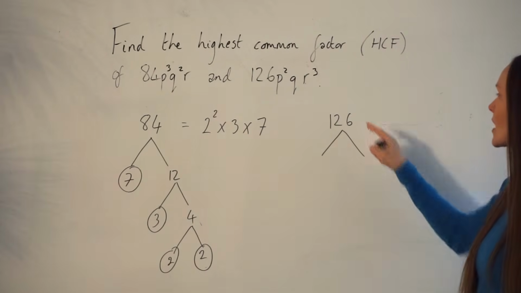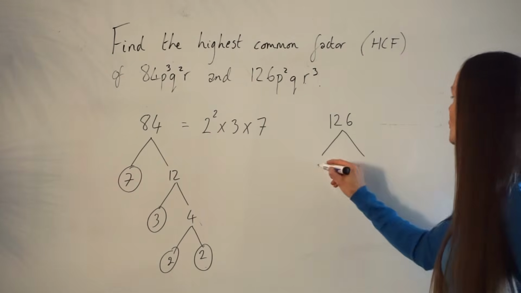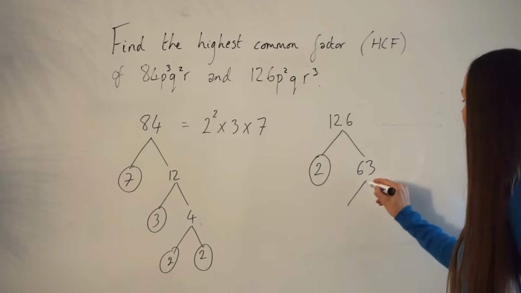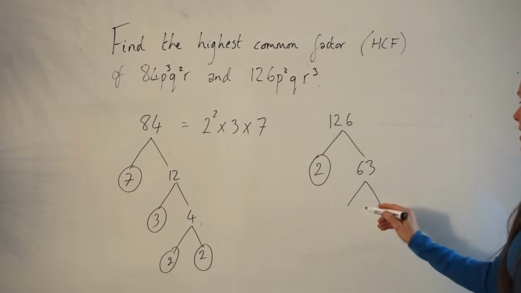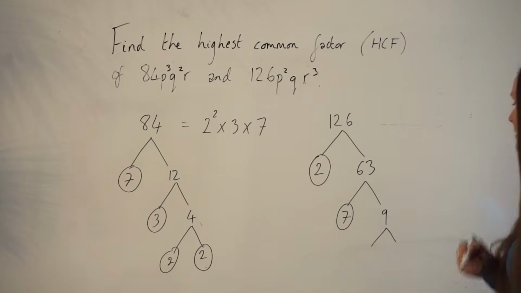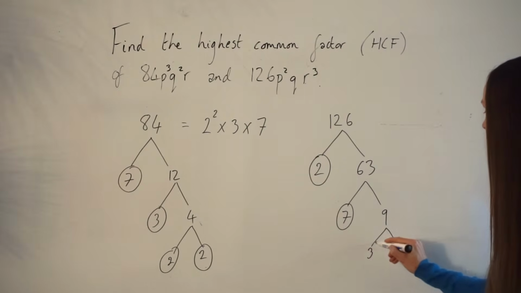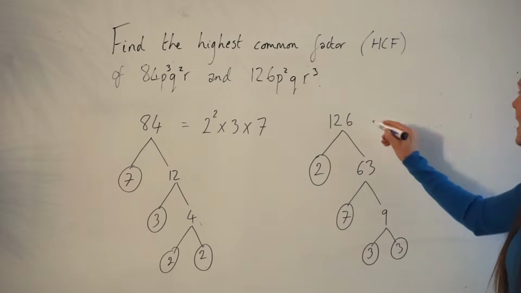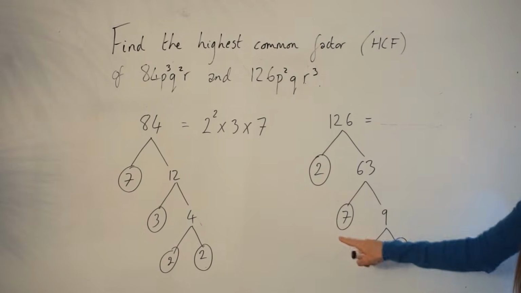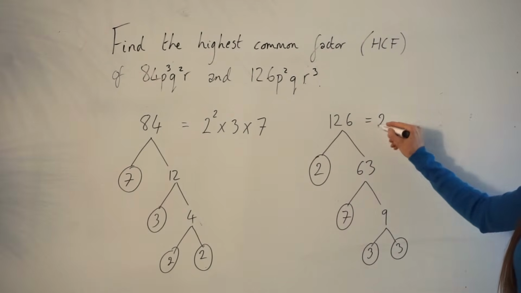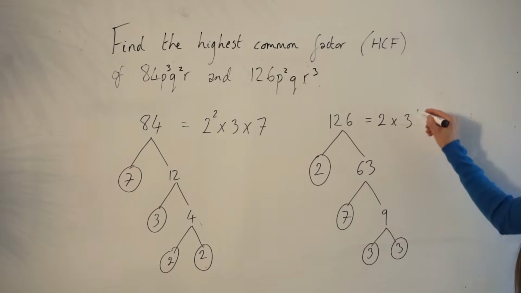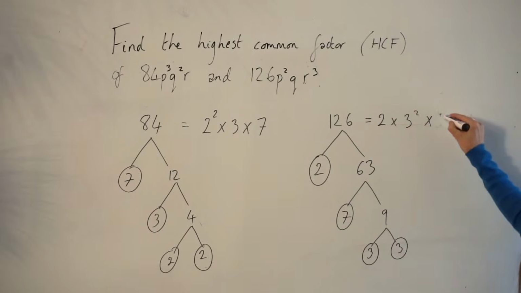Okay, so two numbers that times to give 126 could be 2 and 63. 2 is prime. Two numbers that multiply together to give 63 are 7 and 9. 7 is prime. And two numbers that multiply to give 9, 3 and 3, which are both prime. Okay, so again, I'm going to write 126 as a product of its prime factors. So these numbers here. So we've got the number 2 multiplied by 3 times 3, which is 3 squared. And finally, times by 7.